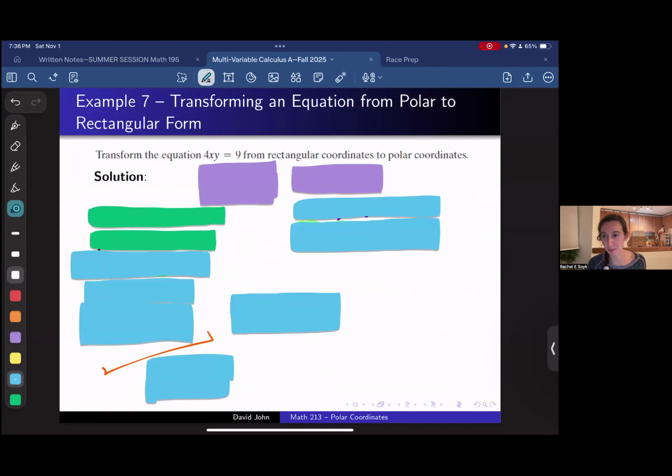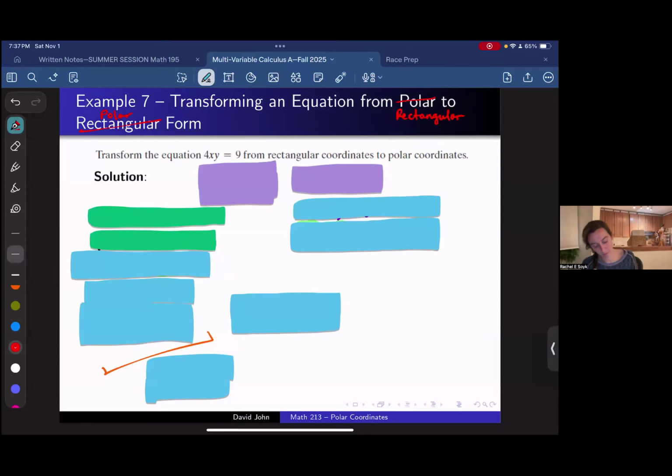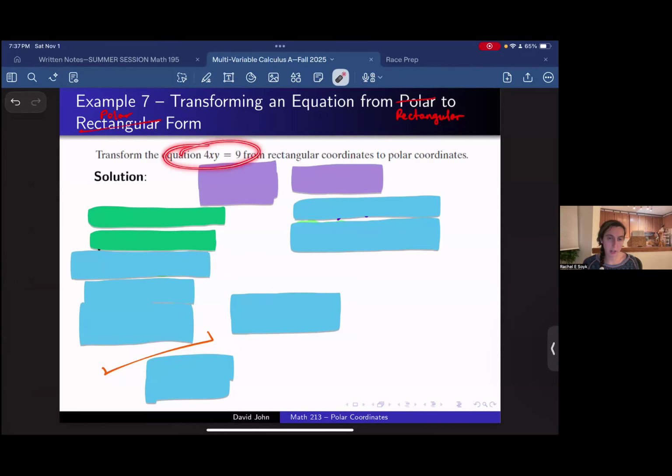All right, covered up that answer again. So now we are doing the opposite. We want to transform an equation from our rectangular coordinates to polar coordinates. And so this part is actually incorrect over here. Let me fix that. Okay. It's correct in the problem though. Transform our equation 4xy is equal to 9 from rectangular coordinates to polar coordinates.